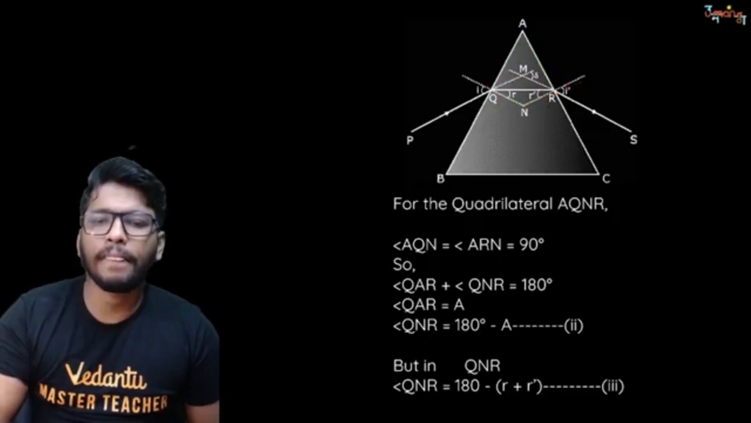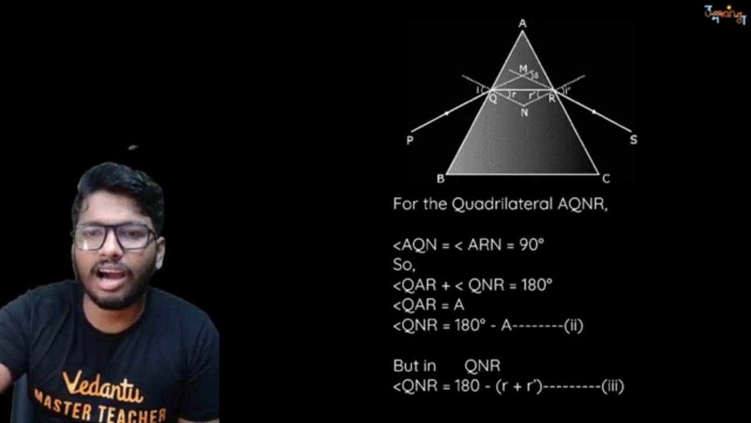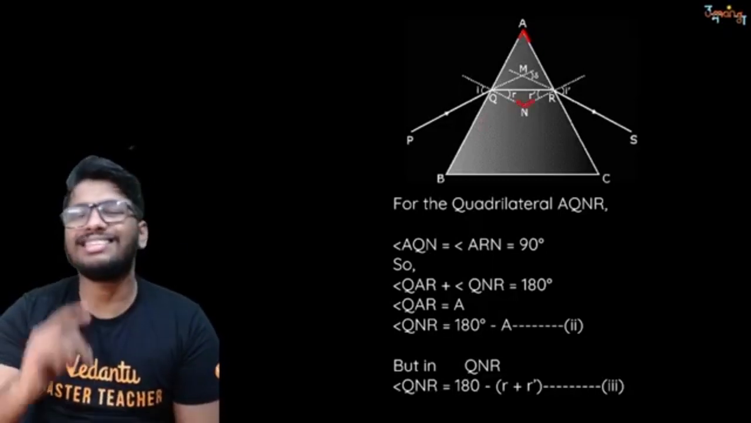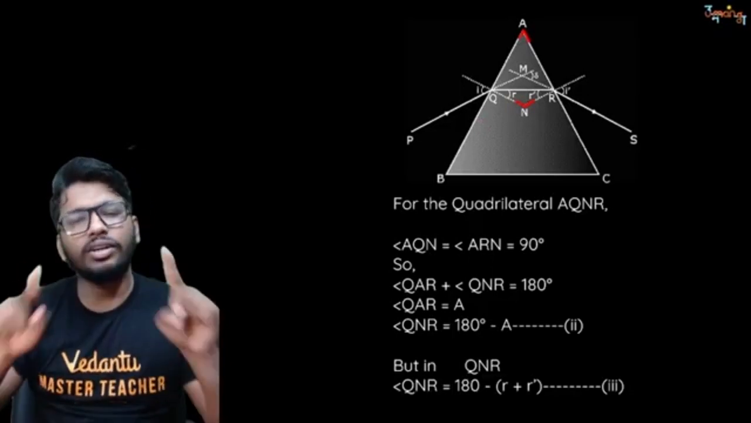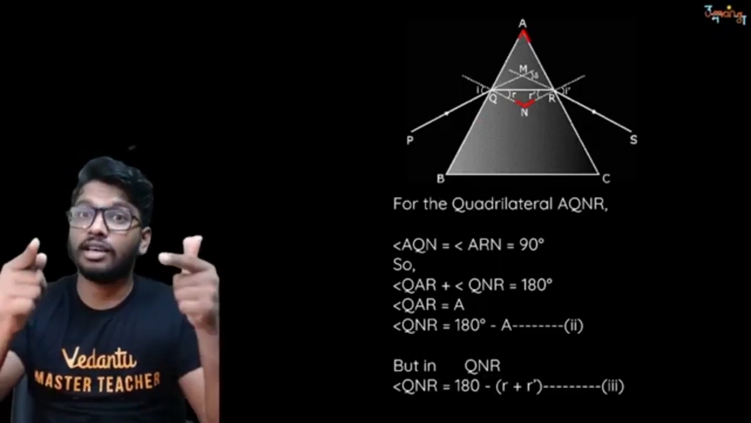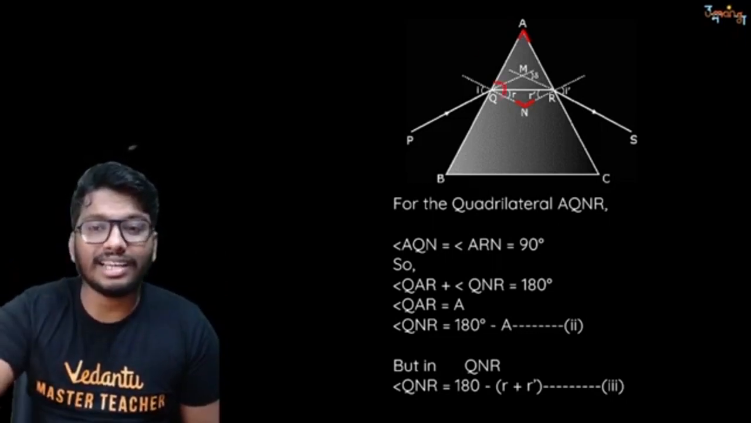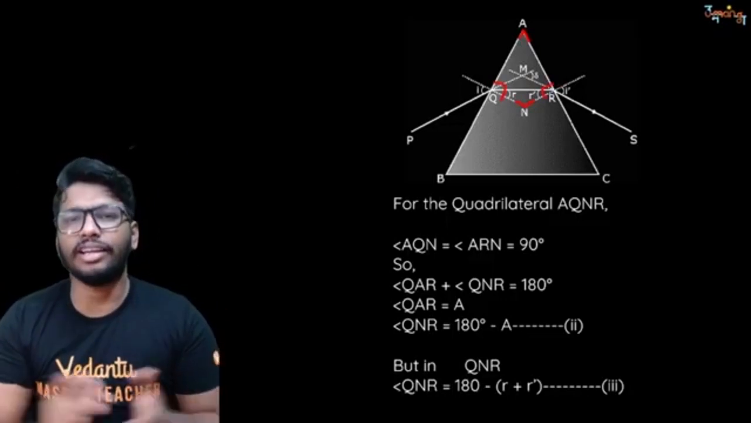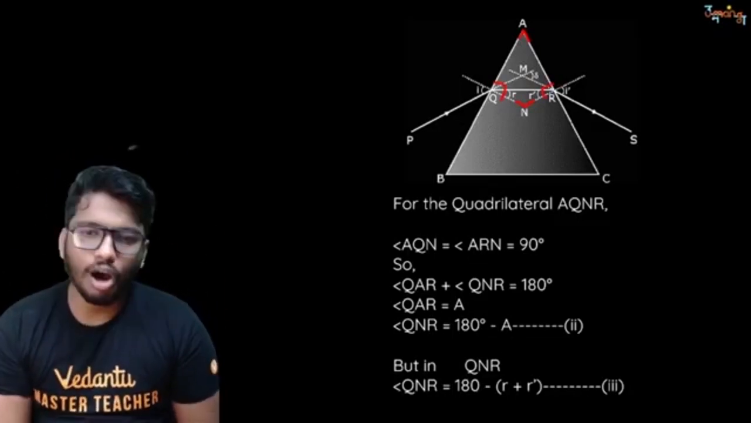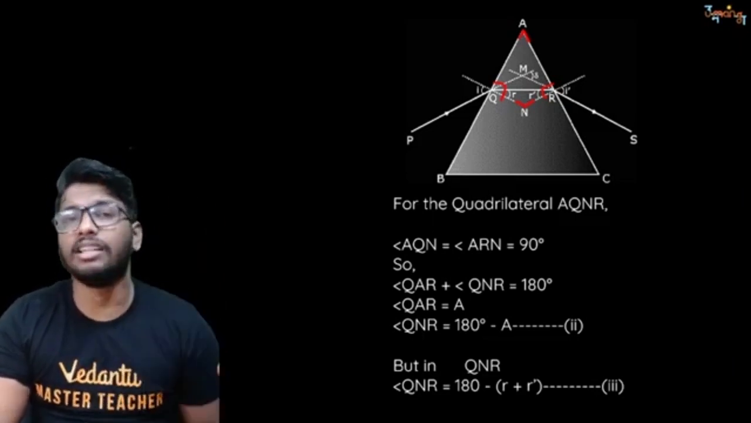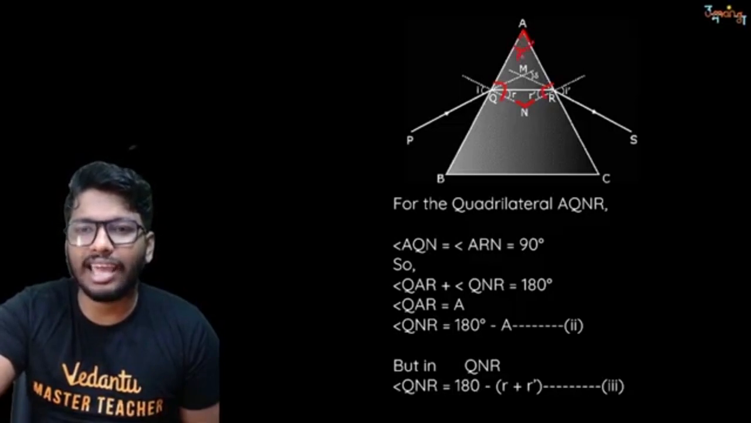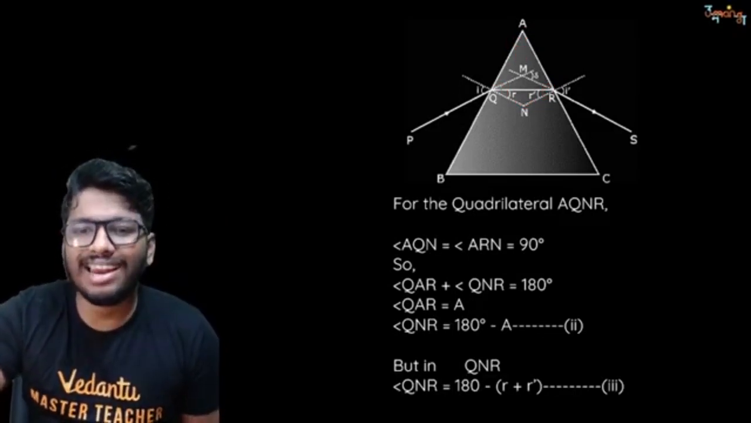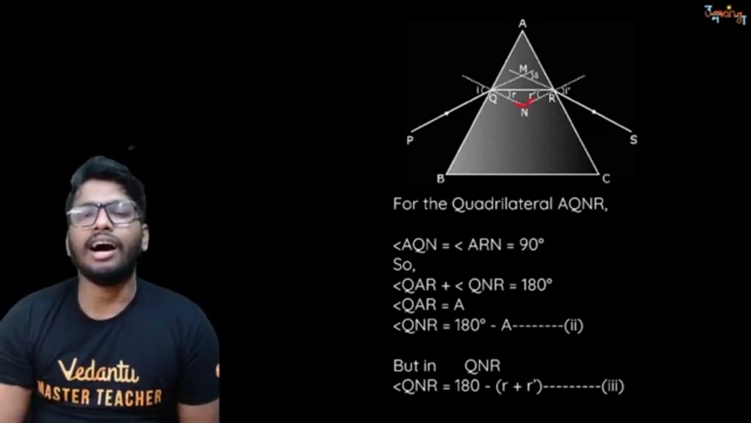Awesome. Now, QAR, this angle, QAR plus QNR, that is these two angles, is equal to 180 degrees. Why 180 degrees? In a quadrilateral, the sum of all four angles is 360 degrees. We've seen that. If both these angles are 90 degrees, then obviously those two should be equal to 180 degrees. Very simple. Those two are 90 degrees, so these two should be 180 degrees because in total, if you sum it all up, you'll get 360 degrees itself. All right. Now, this angle QAR, I'll just name this as angle A, which is nothing but the angle of prism. Now, QNR is what? This angle is equal to 180 minus A.